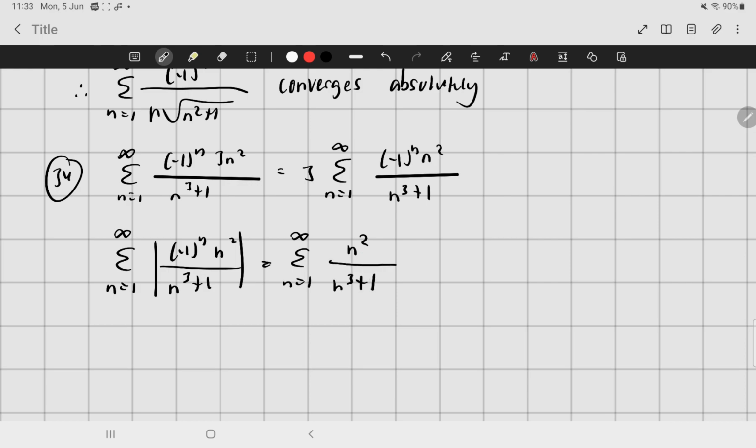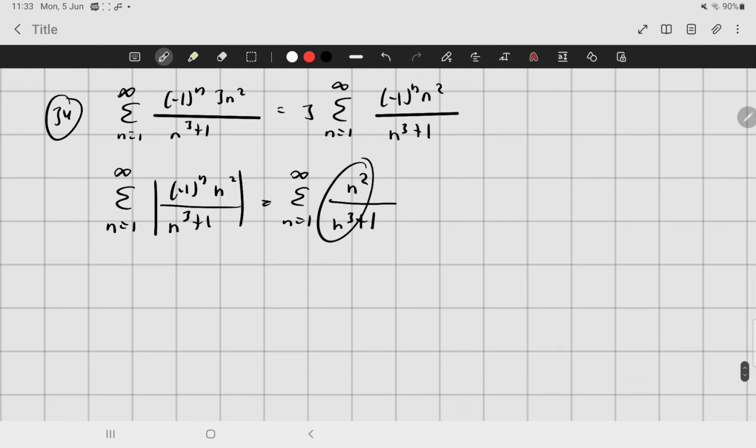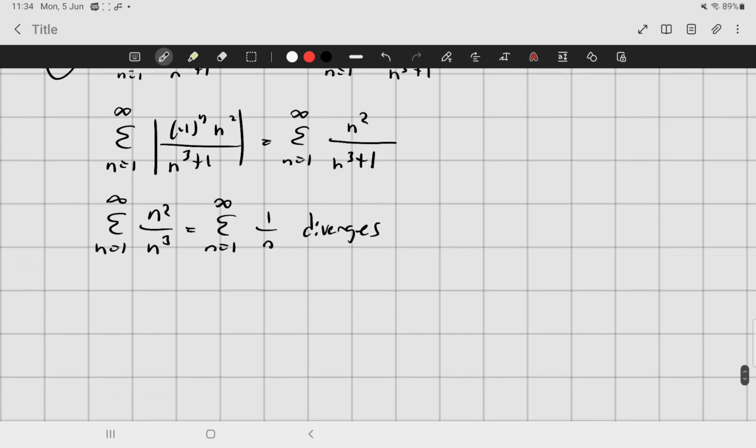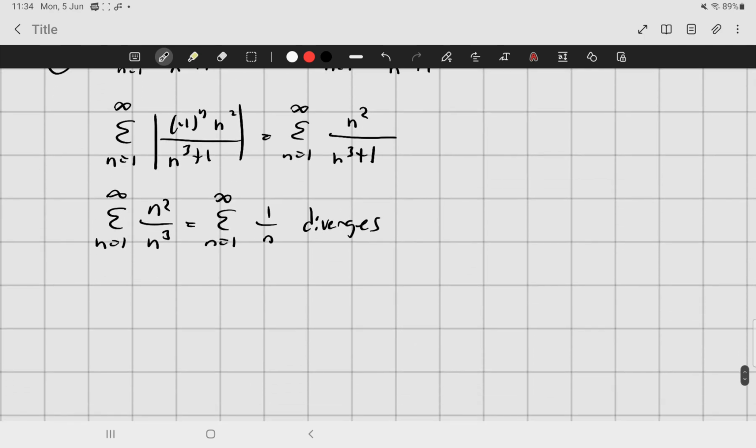Now we're going to do the direct comparison test as usual. So I'll be taking these terms, I'll compare with some series n squared over n cubed. So this will be the sum from n equals 1 to infinity of 1 over n. So this diverges. We know it diverges because it's a harmonic series.